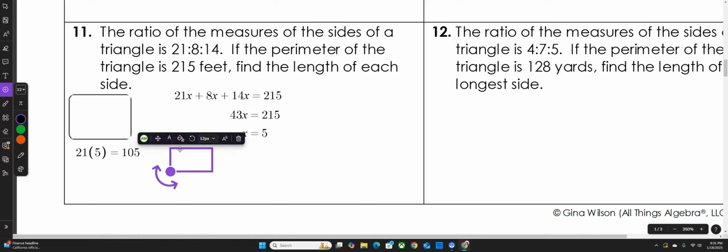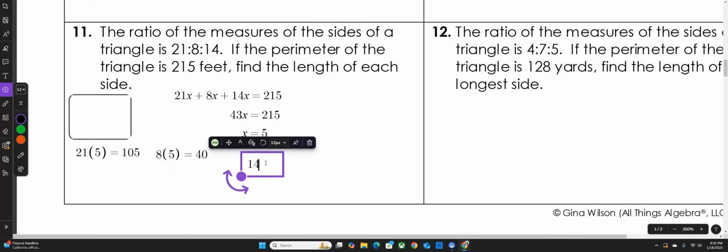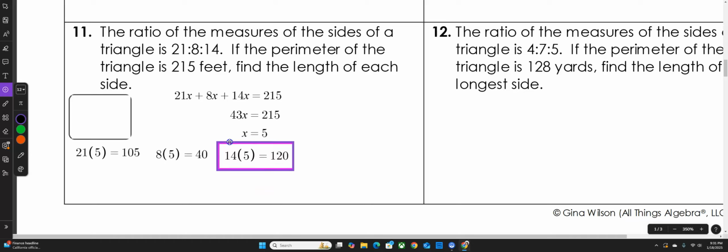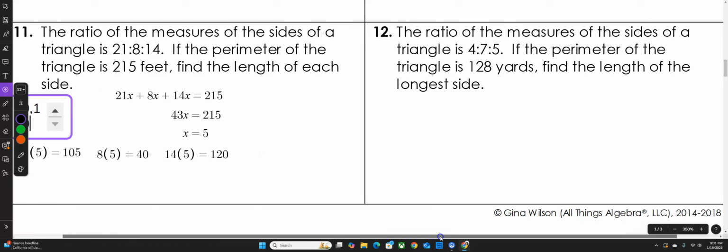The second one is going to be 8 times 5, and that is going to be equal to 40. And finally, the last one is 14 times 5, which is 120. The way you can enter this answer into the box here is simply 105, comma, 40, comma, 120. Okay, so remember, perimeter means the outside edge.